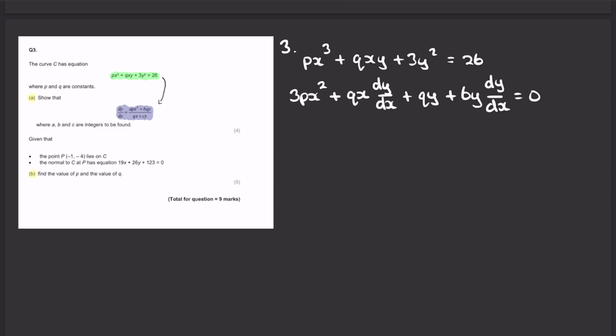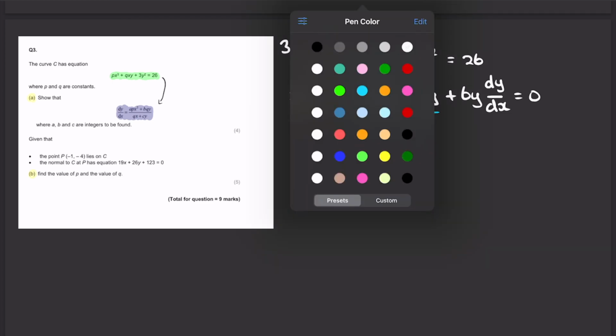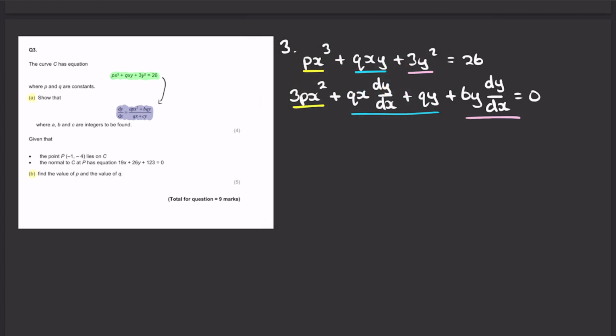We got this bit from the first term, so I'll just highlight that. And we got the second term from all of this, right? Because of the product rule, we use U and V. And then for the third term, we got this.